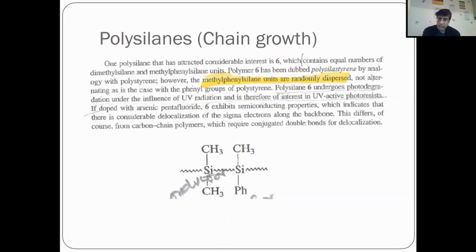So what is the difference between this one and a carbon-carbon containing semiconductor? This one has only sigma bonds, which indicates that there is considerable delocalization of sigma electrons along the backbone. So the sigma electrons can delocalize along the backbone to conduct electricity. On the other hand, a carbon-carbon polymer requires conjugated double bonds: double bond, single bond, double bond, single bond. Unless that delocalization is there, you will not see conduction of electricity. So this can also be used as a semiconductor.